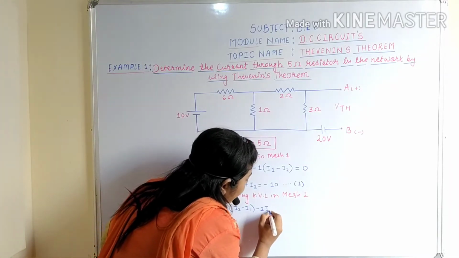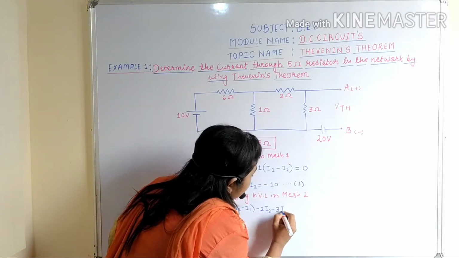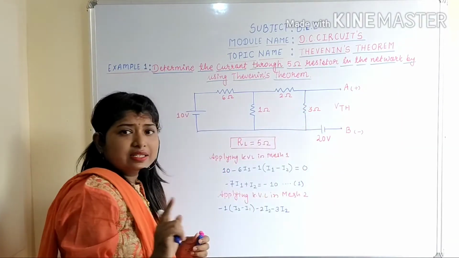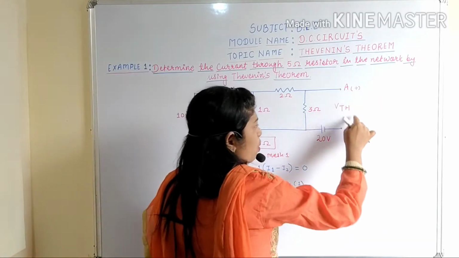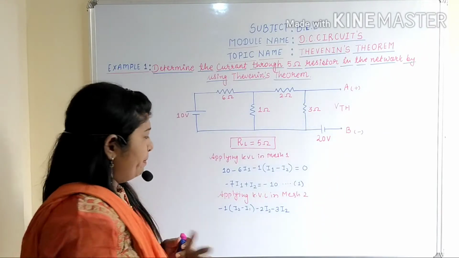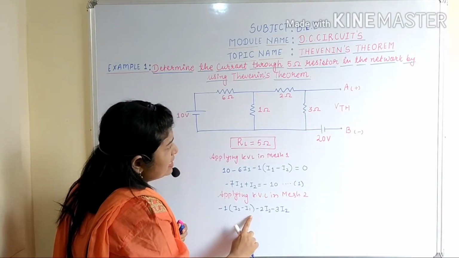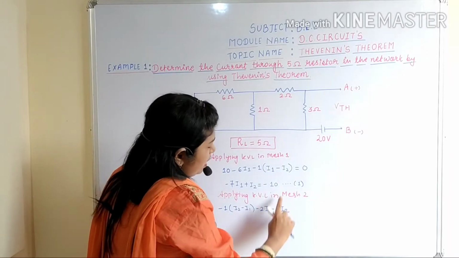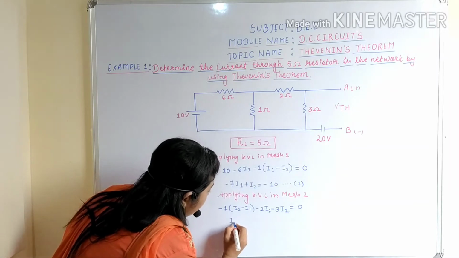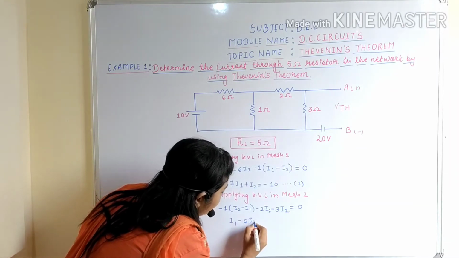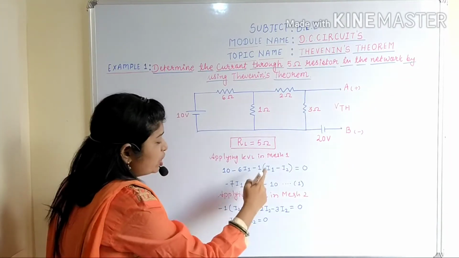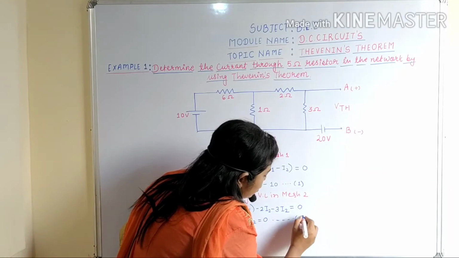Then minus 2 I2 minus 3. Can I write I2 minus I3? No. The current flowing through this particular resistor is what? I2. As this is an open terminal, the current flowing through this path is 0. That you need to remember. So minus 1 (I2 minus I1) minus 2 I2 minus 3 I2 is equal to 0. The equation becomes I1 minus 6 I2 is equal to 0. Let's consider this is equation number 2.